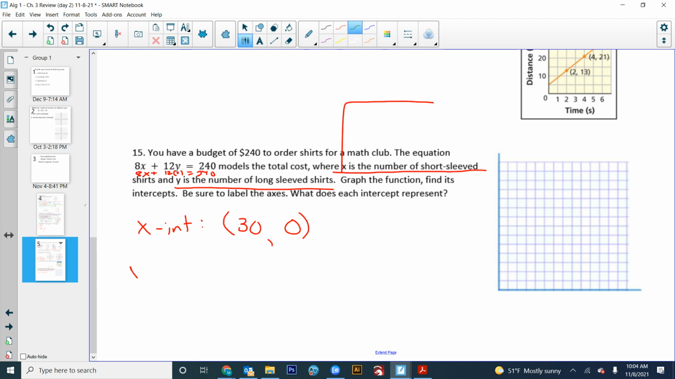And then the y-intercept, plug in 0 for x. So divide by 12, y equals 20. You can have 20 long sleeve shirts and 0 short sleeve shirts. Graph 30, 0, and 0, 20. Label the axes, and you guys just explain what the intercepts mean.